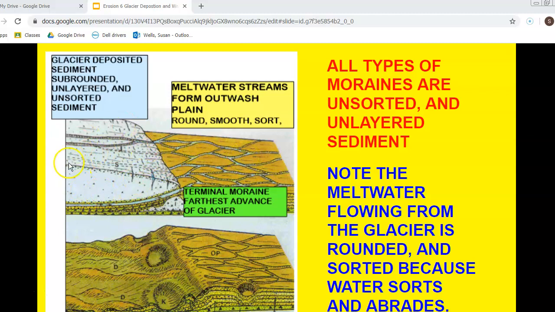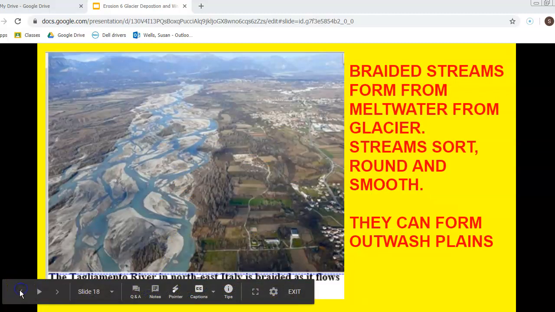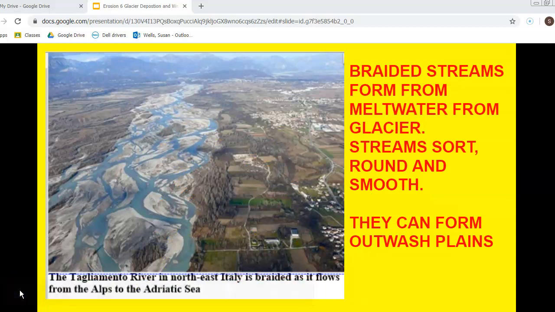This area is covered by the glacier. An outwash plain has never been covered by the glacier. And as I said, Plainedge Middle School was never covered by the glacier. The farthest advance of the ice is typically around where the Long Island Expressway is. This is an example of a braided stream. They can form outwash plains because the sediment drops when the energy becomes less.